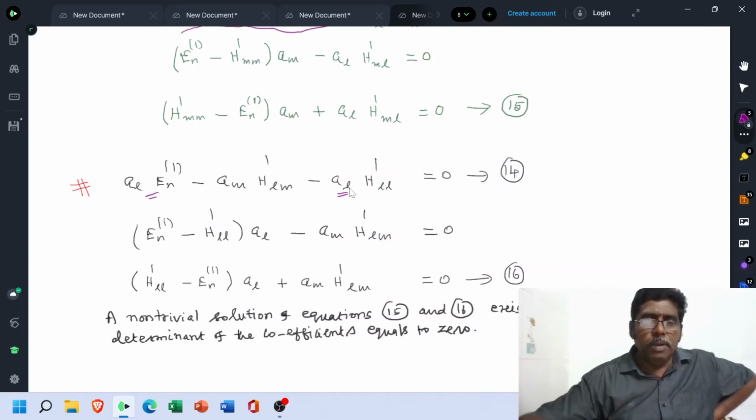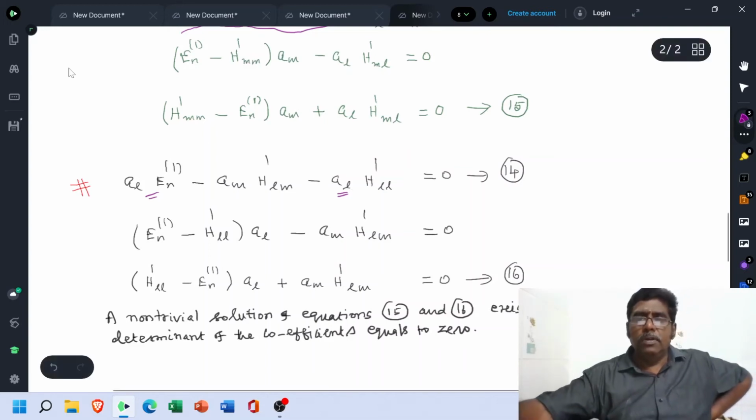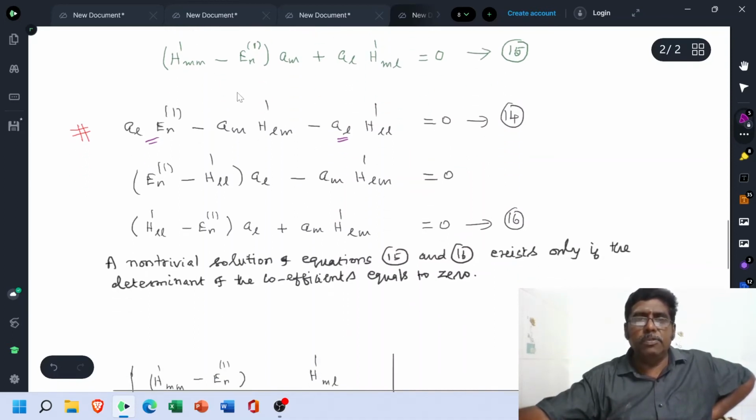Now multiply the above equation with a negative sign on both sides. This term is modified as h1LL minus En1 of 1 into AL plus AM h1LM is equal to 0. To get the solutions for equations 15 and 16, you have to take the determinant and substitute the coefficients of AM and AL.